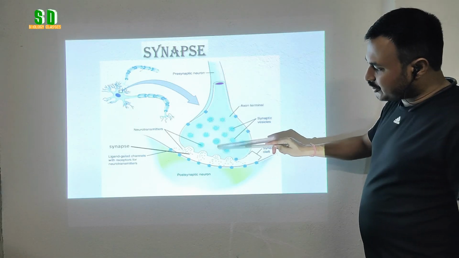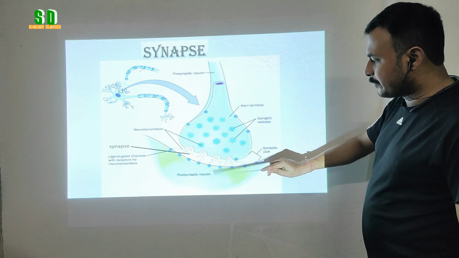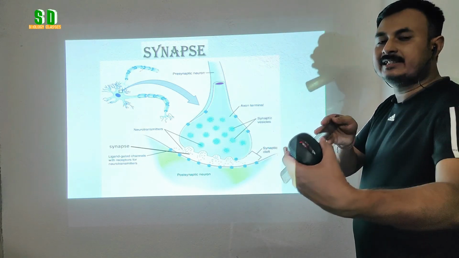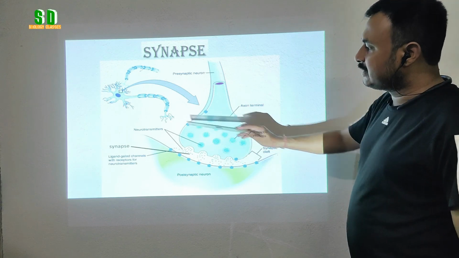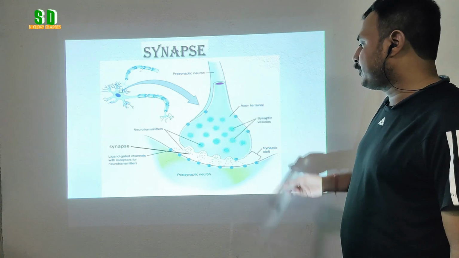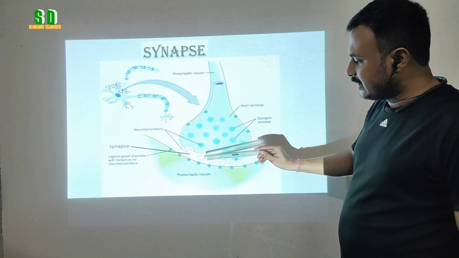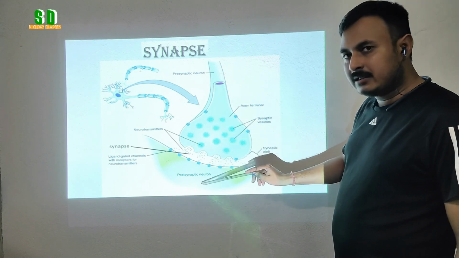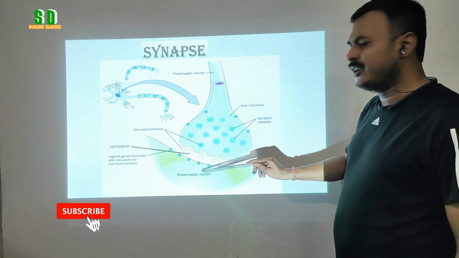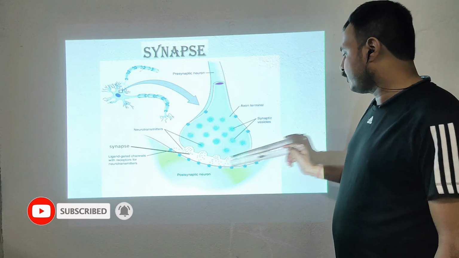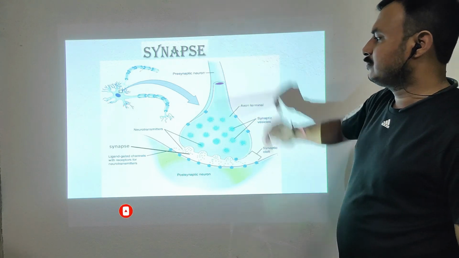From there, this neurotransmitter is released and reaches the nearby post-synaptic neuron. That means the second part of the neuron or adjacent neuron. So whenever the neurotransmitters are released from the axon terminals or synaptic knob, they pass through these spaces and ultimately reach another neuron or the dendritic part of another neuron. And this gap is called synaptic cleft or synapse.